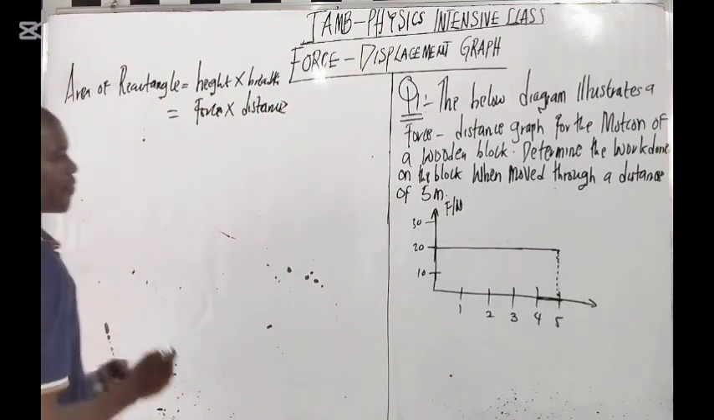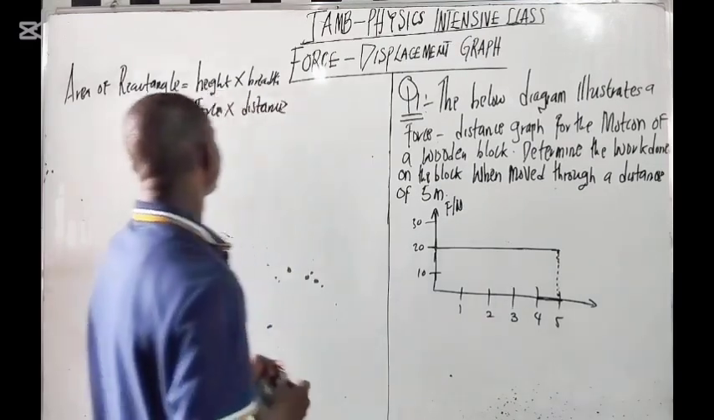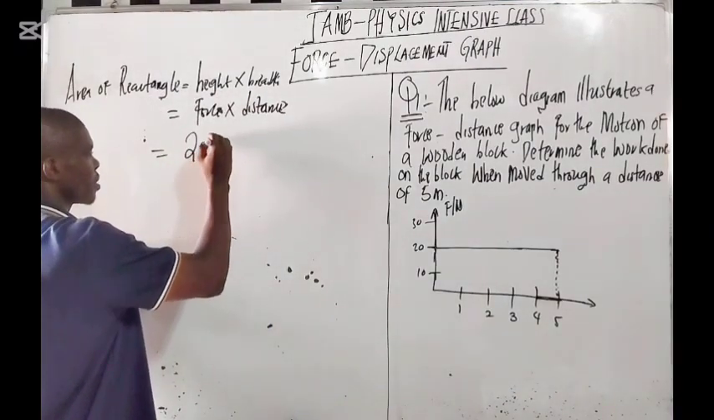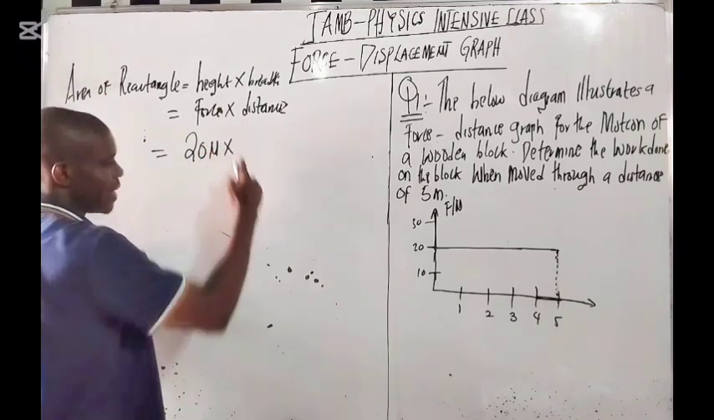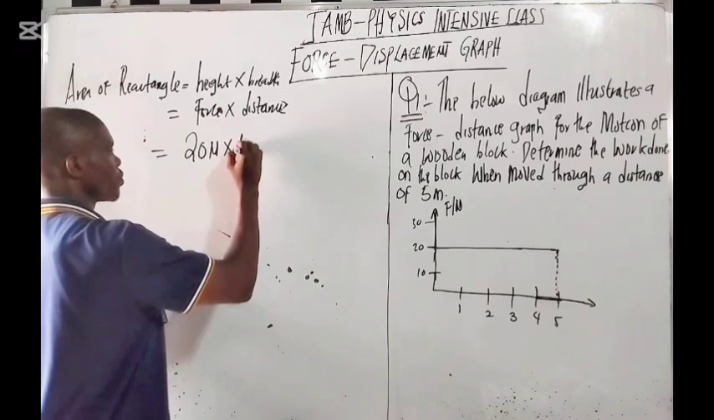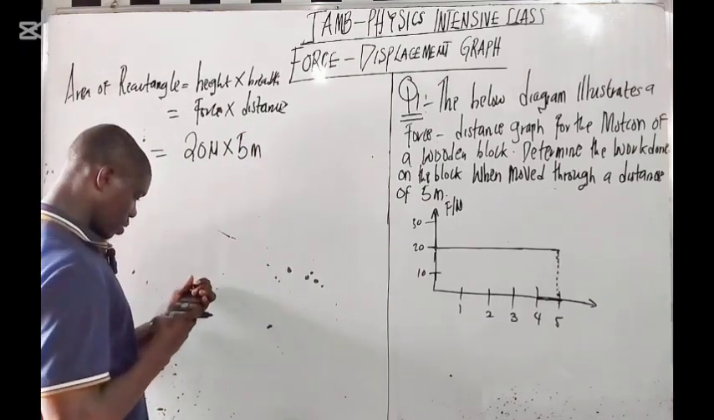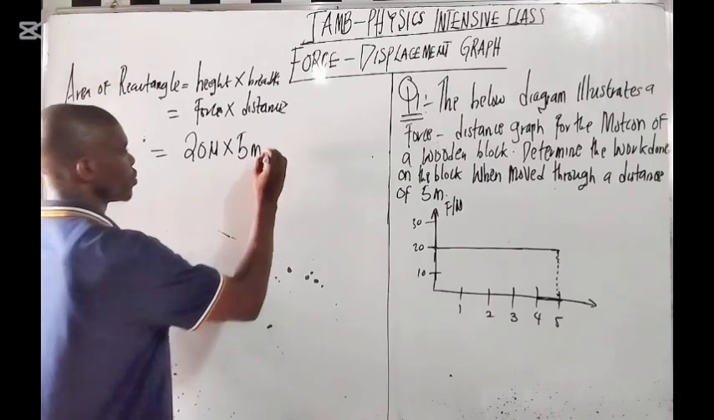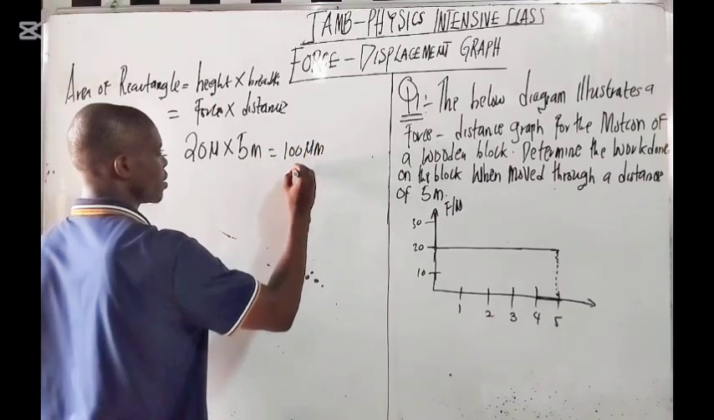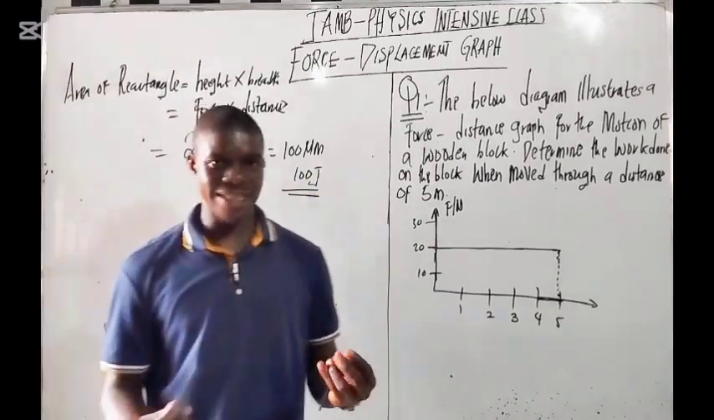Distance. Now my force from 0 to here is 20, right? So can you say force is 20 Newton, times my distance from here to here, which is 5 meter. Do you see that? So 20 times 5, here we have 100 Newton meter, or here you can say 100 what? Joules. You can see how easy it is.